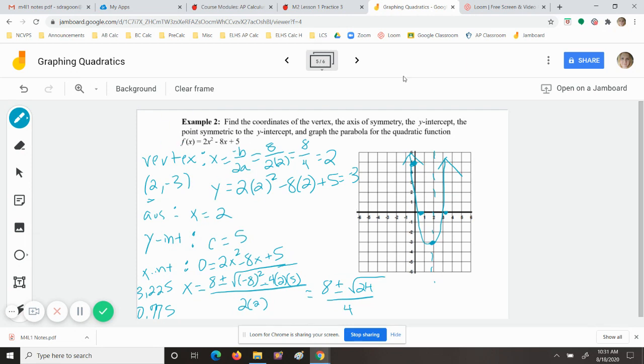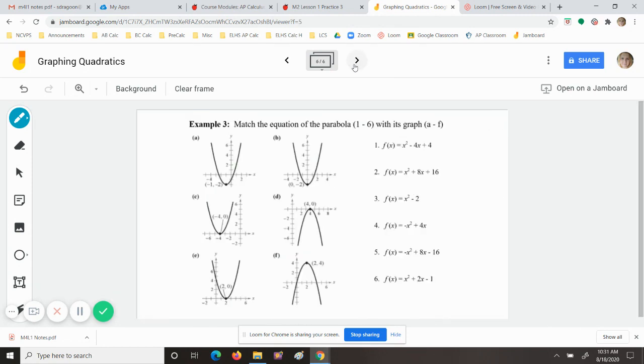Okay, now we found these. That took us a while to go through all that information and find all those different pieces. So this is not something I would expect you to be able to do quickly. However, we may see some problems where you are trying to just match up something. And that's what I have for us next. We want to match the equation of the parabolas, which are numbered 1 through 6, with the graph A through F.